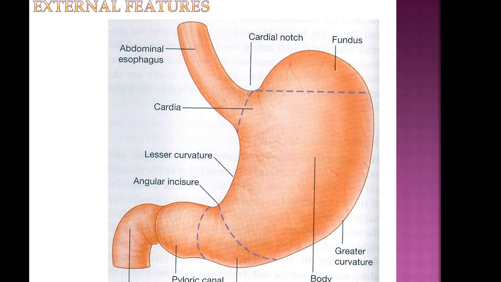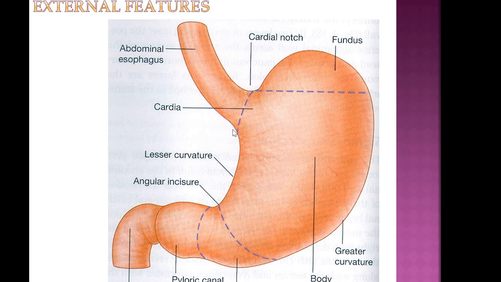Now we will study the external features or the parts of the stomach. The stomach has two ends, two borders and two surfaces. The upper end is called the cardia, and the lower end is called the pyloric end. The cardiac end is continuous above with the esophagus and is situated behind the 7th costal cartilage, at the level of the 11th thoracic vertebra. And the pyloric end is situated at the level of the first lumbar vertebra.